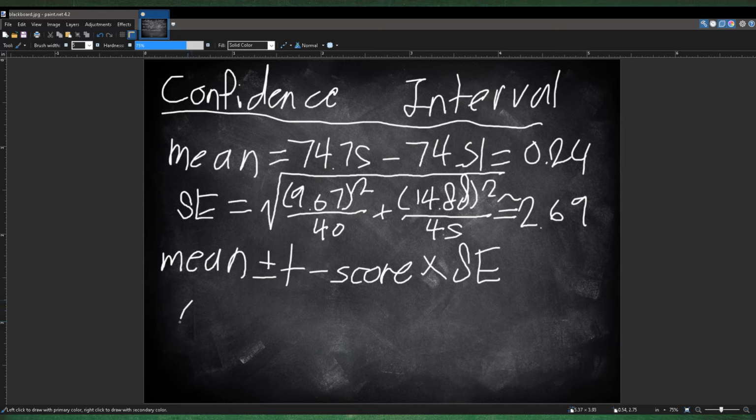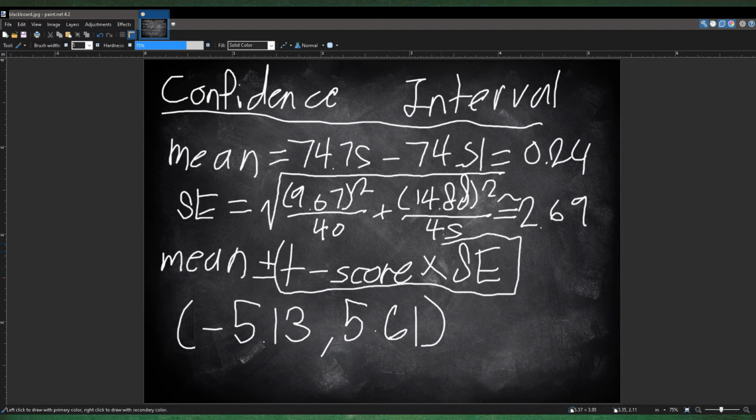So your interval is negative. You're doing a 95% confidence interval. You have negative 5.125. Actually, let's say 5.13. We will just round to 2 decimal places. Comma. And then the upper one, C upper, which is the upper confidence limit, is 5.61. Right? And then you have your margin of error, which is 5.369, which is basically just your t-score times your standard error.